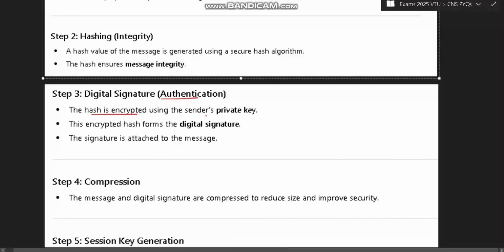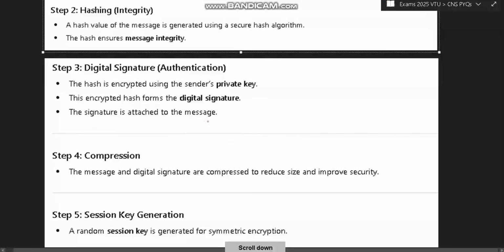After that, digital signature, which is authentication. The hash is encrypted using the sender's private key. So after that, the private key also gets involved. Then the encrypted hash forms the digital signature. Whatever is the output of that, that is called the digital signature. This signature is attached to the message itself. Along with the message, the signature is also attached.